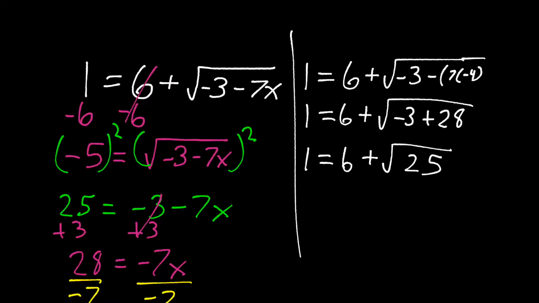And since our square root is positive, we want the positive version. So, unfortunately, we get 1 equals 6 plus 5, which is not true, because we do not want 11. We want 1. And there we have it. We have an extraneous solution. X cannot be negative 4 because it does not work out to give us what we need.